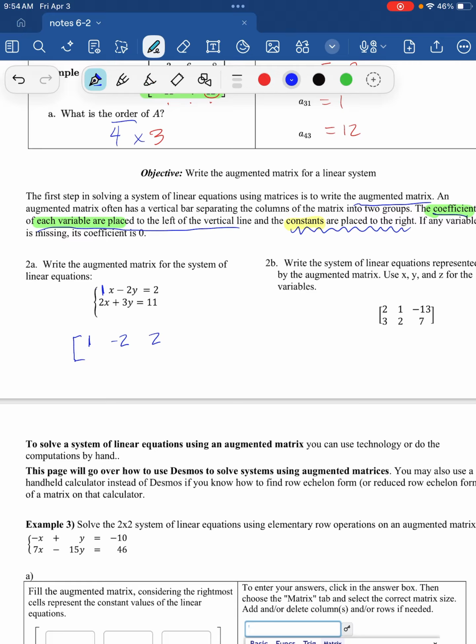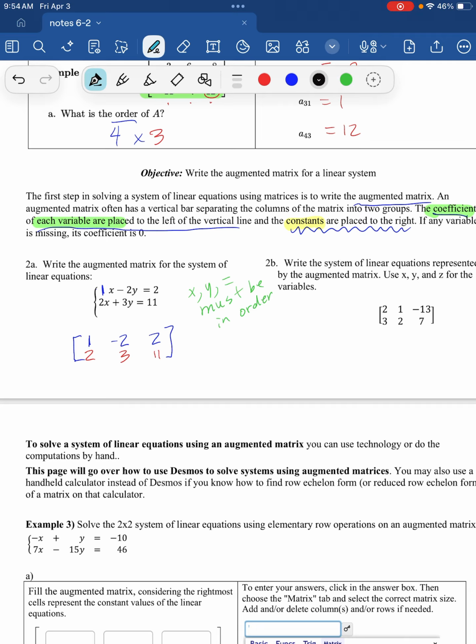Doing the same thing for the second equation. We have a 2 in front of the x, a 3 in front of the y, then the equal sign, and an 11. So that is the augmented matrix for that system. The x's and the y's and the equal signs must be in order. It has to be x first, it has to be y second, then it has to have the equal sign. If the system is not given to you in that order, you need to put it in that order before you change it to the augmented matrix, or the augmented matrix will not be right.